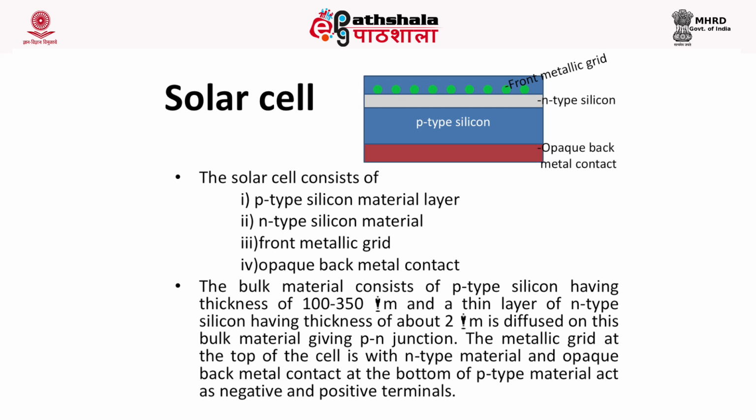The bulk material consists of p-type silicon having thickness of 100 to 350 micrometer and a thin layer of n-type silicon having thickness of about 2 micrometer. It is diffused on this bulk material giving p-n junction. The metallic grid at the top of the cell is with n-type material and the opaque black metal contact at the bottom of p-type material act as negative and positive terminals.